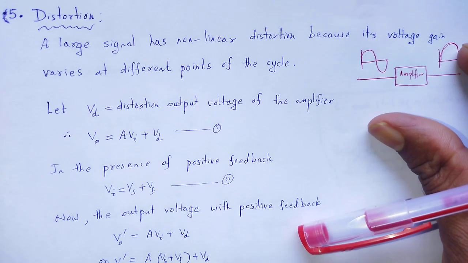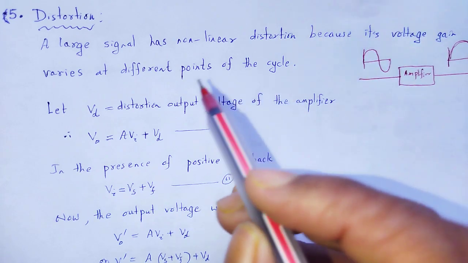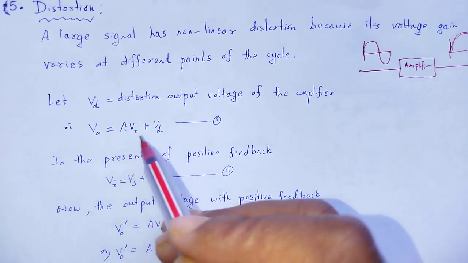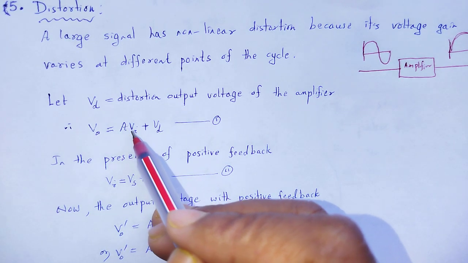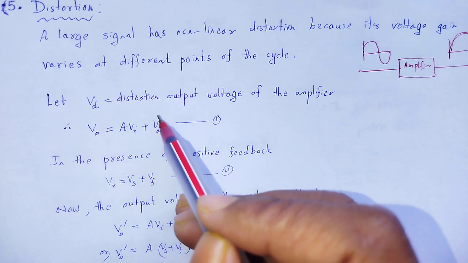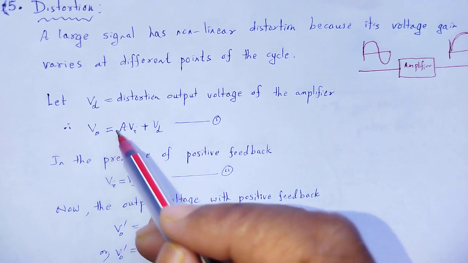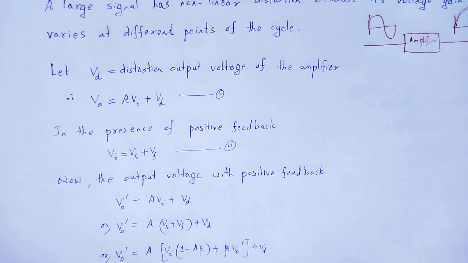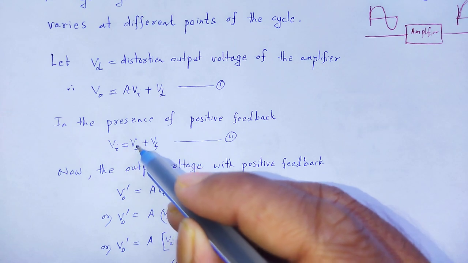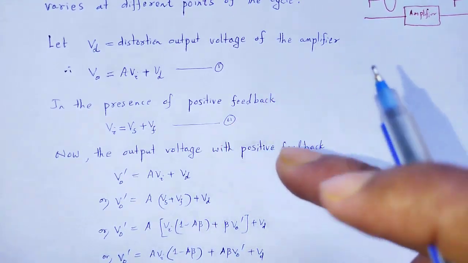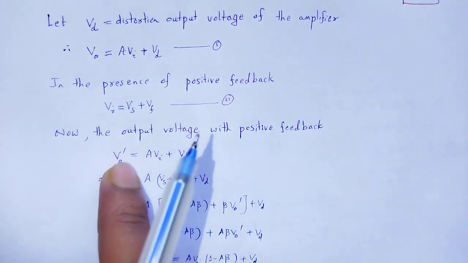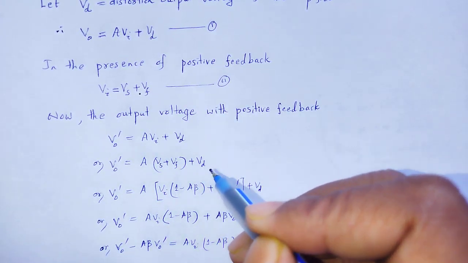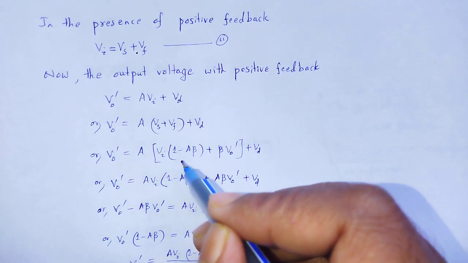How is that distortion affected when we apply positive feedback? Let us say Vd is the distortion output voltage of the amplifier. So the output voltage is now A times Vi, where A is the gain and Vi the input voltage, plus the distortion output voltage. This is the total output voltage of the amplifier with distortion. In the presence of positive feedback, the input voltage is equal to the sum of signal voltage plus feedback voltage. Then the output voltage is A Vi plus Vd. So in place of Vi we substitute Vs plus Vf, and in place of Vs, that is Vi times 1 minus A beta.